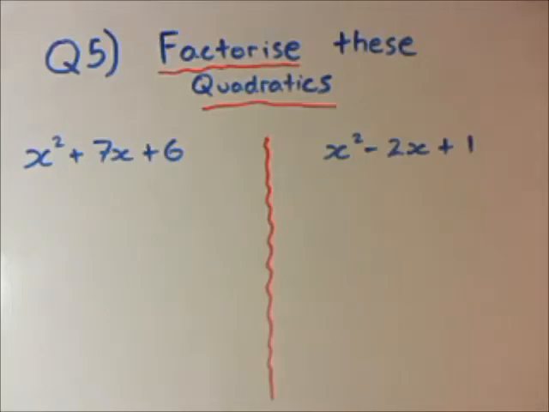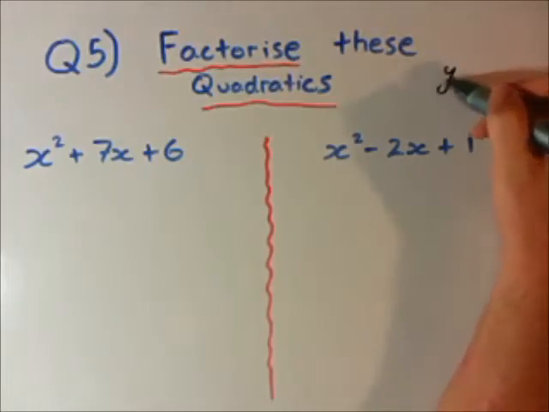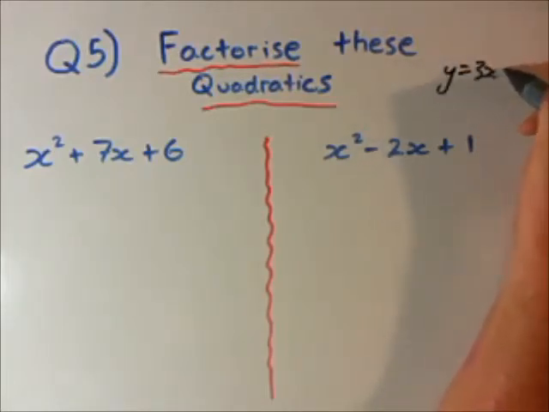Question 5. Now this is a personal favourite of mine, this topic. We're going to be factorising quadratics. So we have two examples here. Let's just first look at what this word is, quadratic. So previously you might have been dealing with linear lines, which the highest power of an x is 1. So you might have had, say, y equals 3x plus 1.